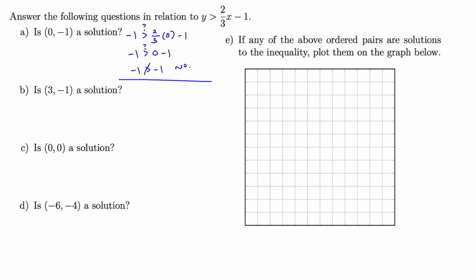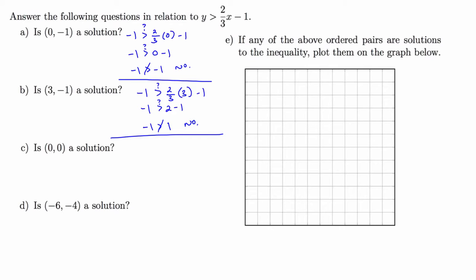In part B, we need to check is 3, negative 1 a solution for the inequality. So we begin in the same way. We substitute the given y value for the y in the equation, the given x value for the x in the equation, and we check is negative 1 greater than 2/3 times 3 minus 1. Simplifying the right side again, 2/3 times 3 is 2, and 2 minus 1 is 1. So the question now before us, is negative 1 greater than positive 1? The answer for that again is no. So far, the first 2 points have not been solutions.